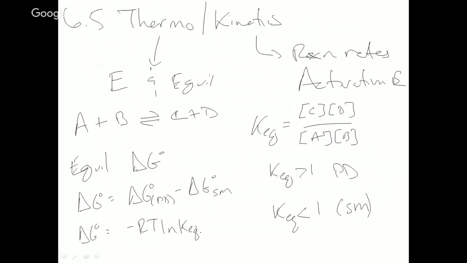If KEQ is greater than 1, we have a negative delta G. Products are favored. Okay. Negative delta G over here. Positive delta G if it's less than 1. So work through some of those. Again, I highly recommend doing all the problems.